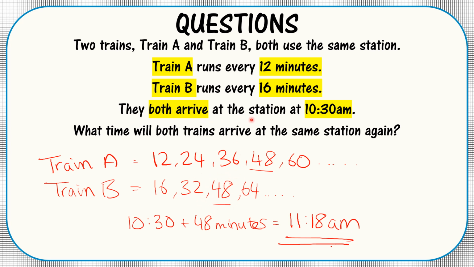So they both arrive at the train station at 10:30 a.m. What time will both trains arrive at the station again? They arrive at 10:30 a.m. You add 48 minutes. So 10:30 plus 48 minutes gives us a final answer of 11:18 a.m.